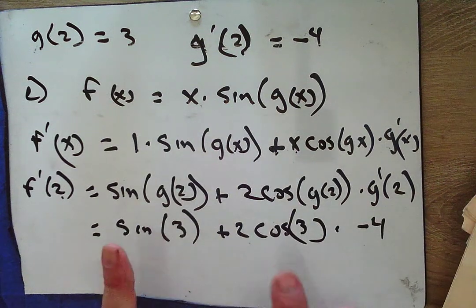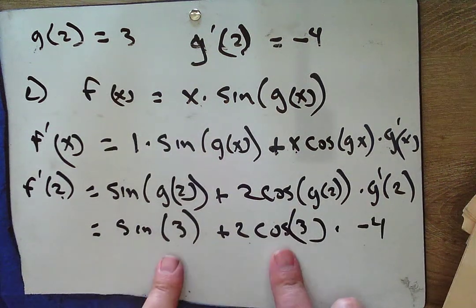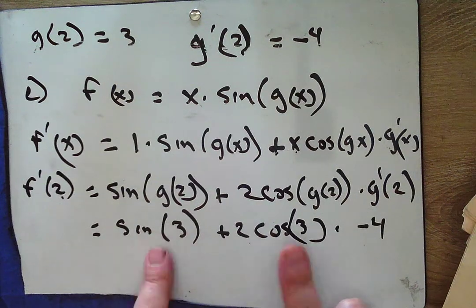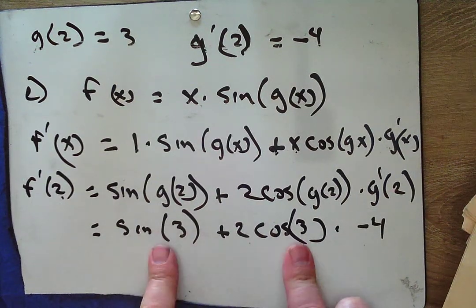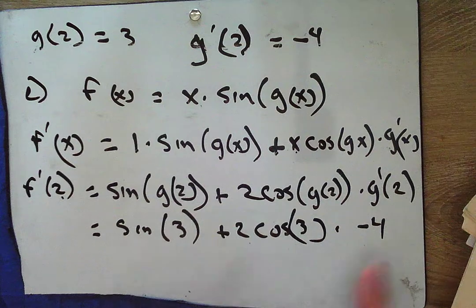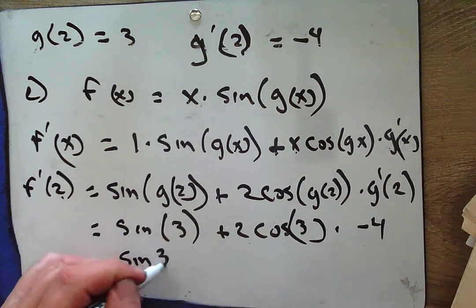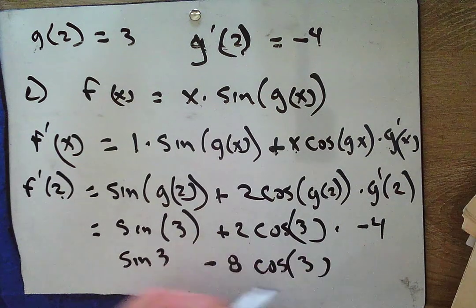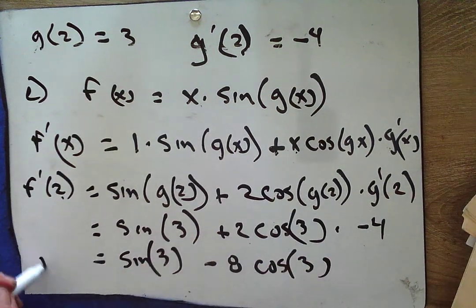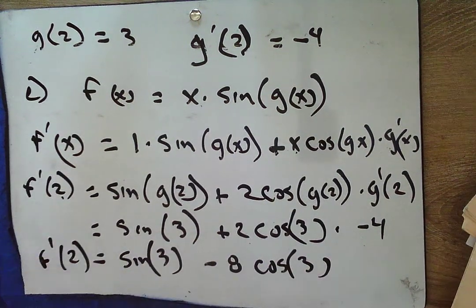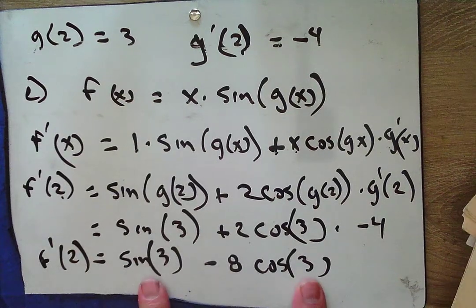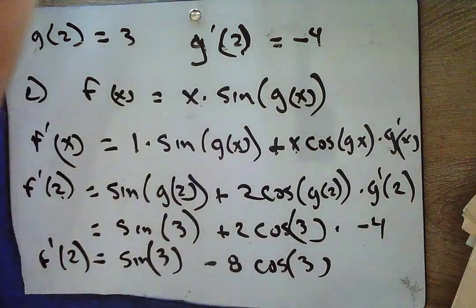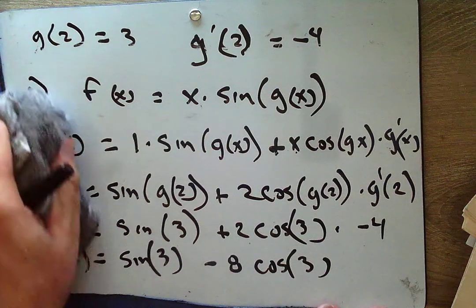And I would say you can stop here. If this is a calculator portion, make sure your calculator is set in radians. But I'm going to stop here, except maybe I'm going to take that. So I'm going to have sine of 3 minus 8 cosine of 3. That's okay if it's not a calculator. If it's calculator, yeah, we definitely have to take it.